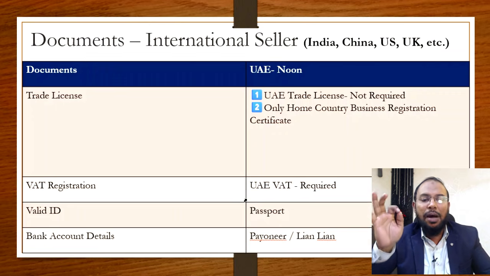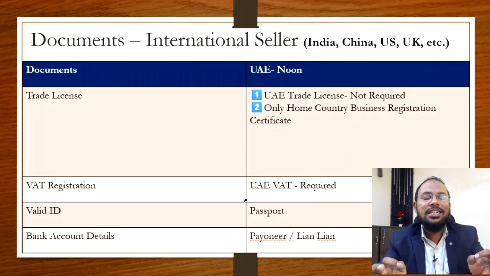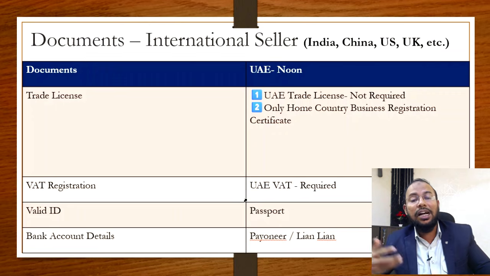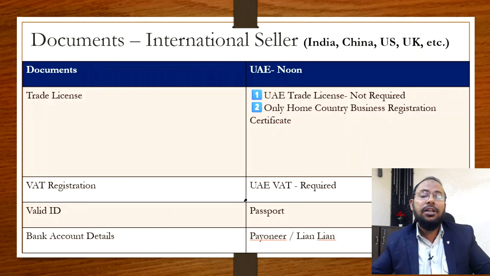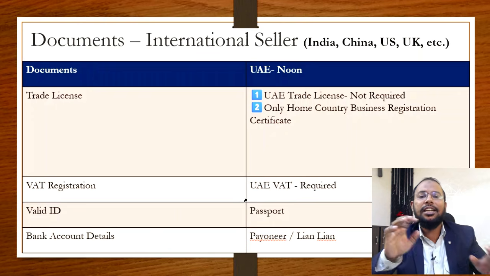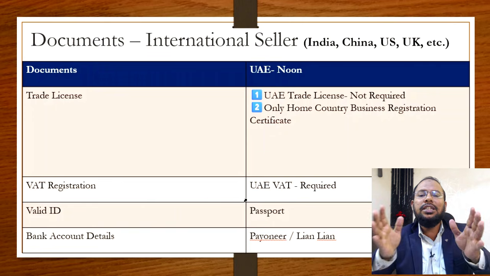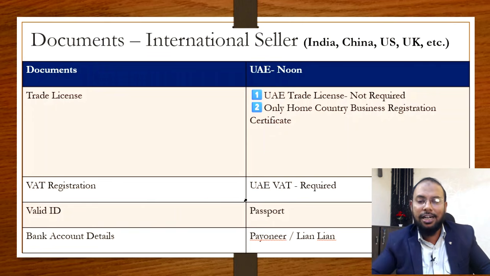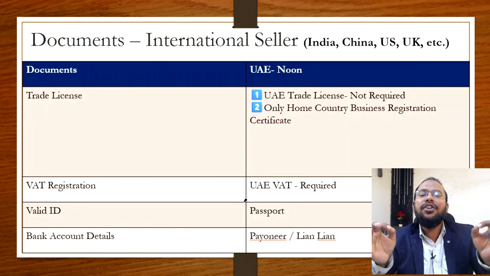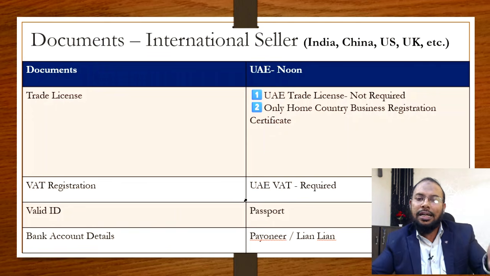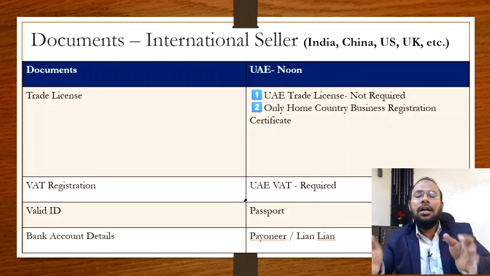Fourth important thing, bank account details. If you are non-resident in UAE, you may be thinking how you can get a bank account in UAE. No, this is very simple. As you know, there are payment gateways. Noon also considers two payment gateways: one is Payoneer, second is Lion. If you create a Payoneer account and a Lion account very easily, you can attach them to UAE Noon registration.